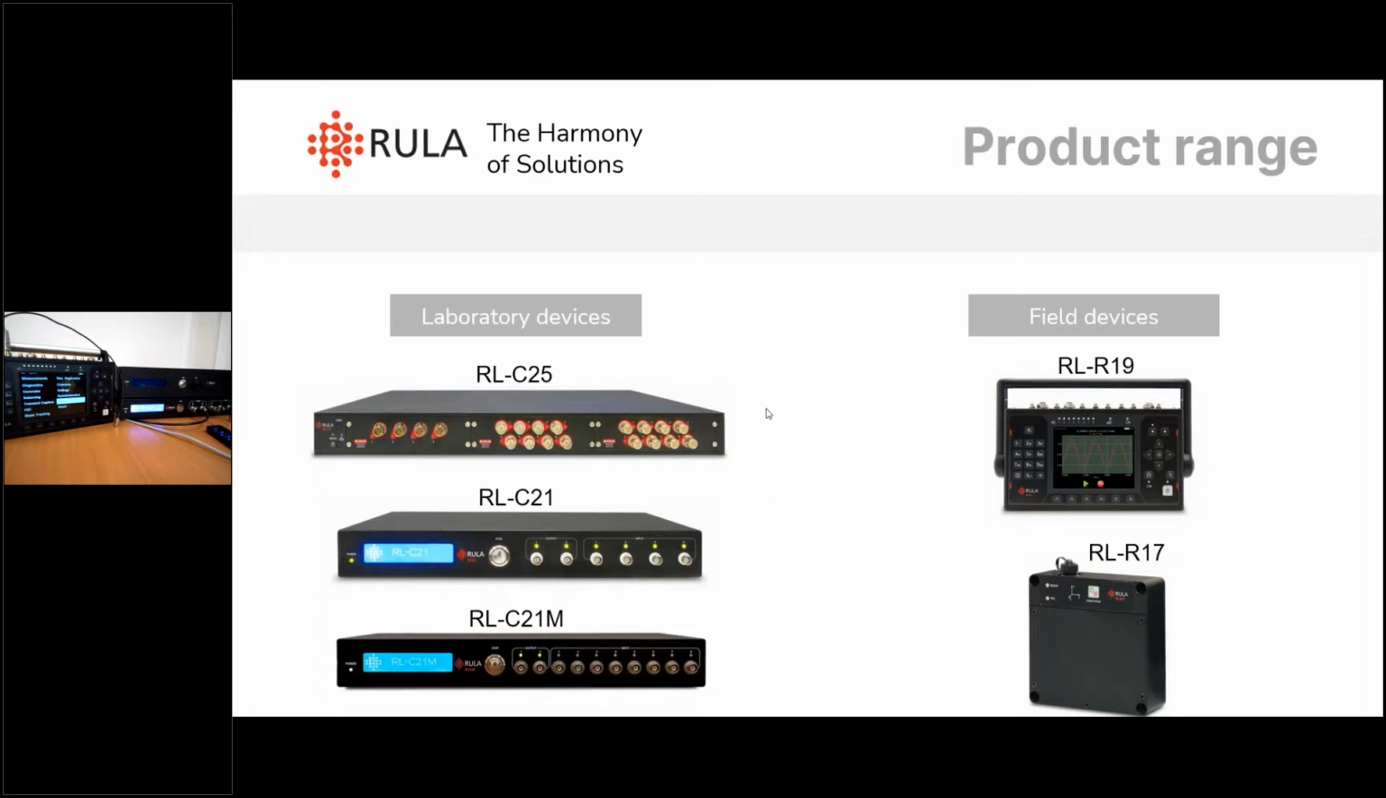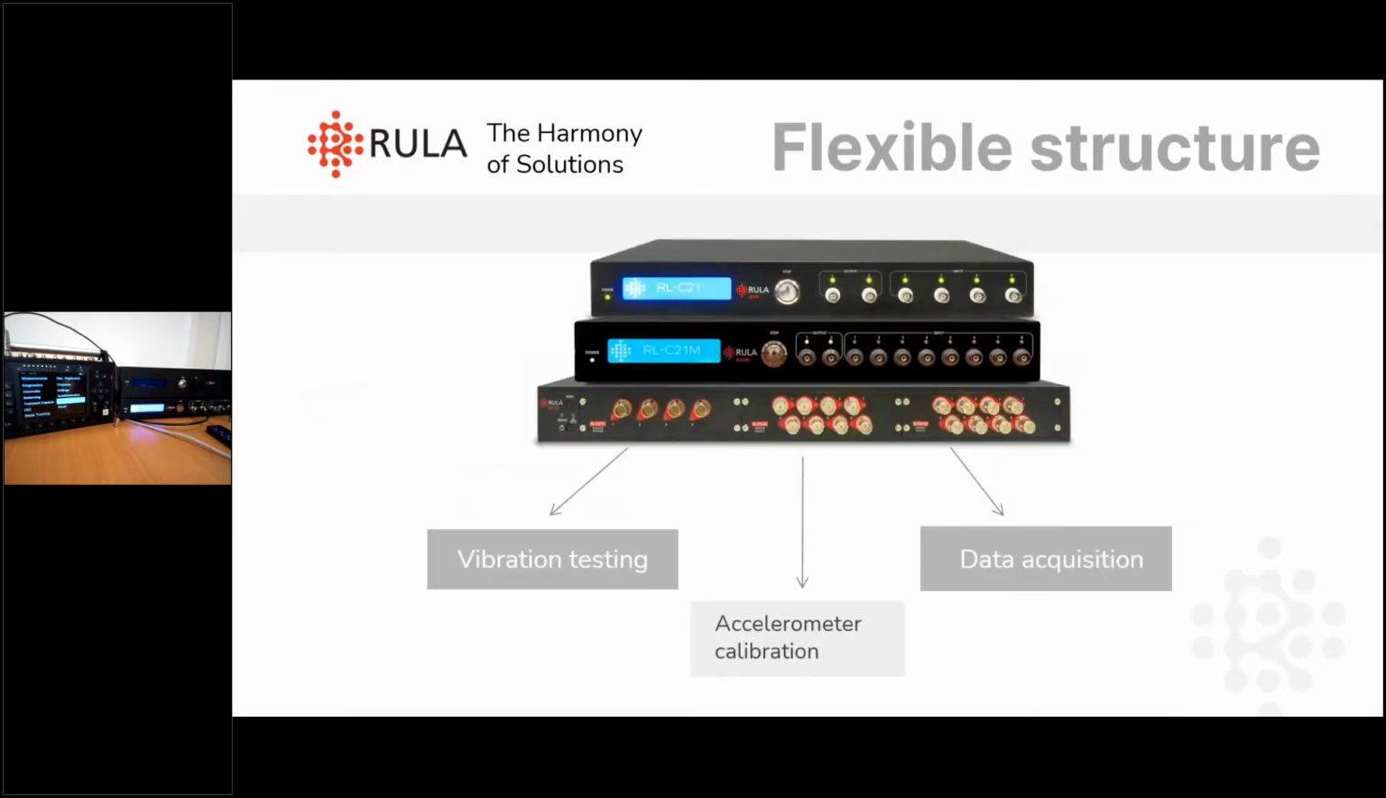Let's begin with the first group. The range of laboratory devices is comprised entirely of vibration controllers. One of the biggest strengths of our systems is their flexibility and universal application. RULA software has a modular structure, which means you can begin with a basic setup and upgrade as you go. Thanks to that, each controller can function as a part of the vibration testing system, a system for accelerometer calibration, or as an instrument for data acquisition. So let's take a look at each of the three controllers you can use to acquire data, understand the difference between them, and highlight some key features.